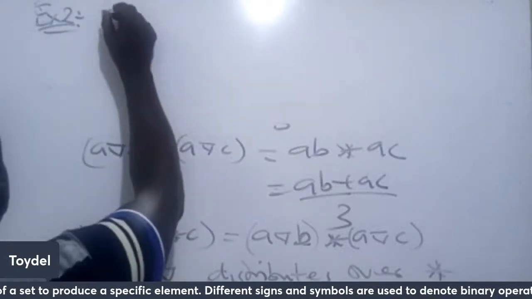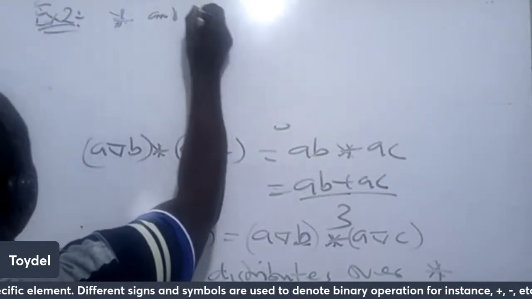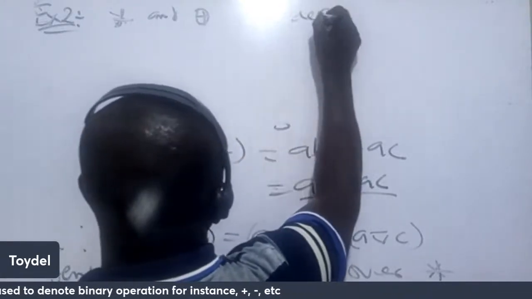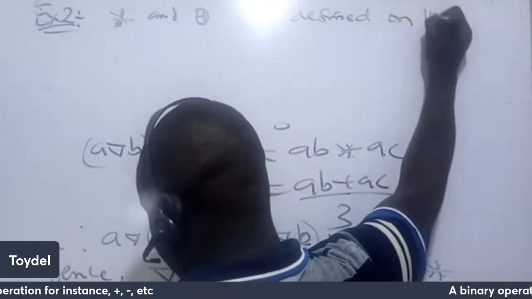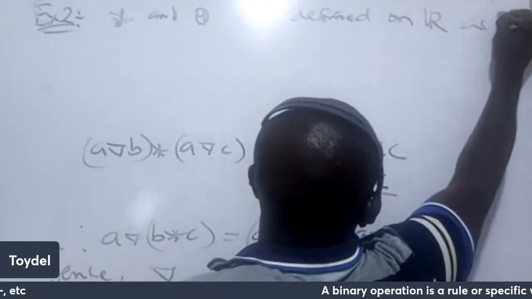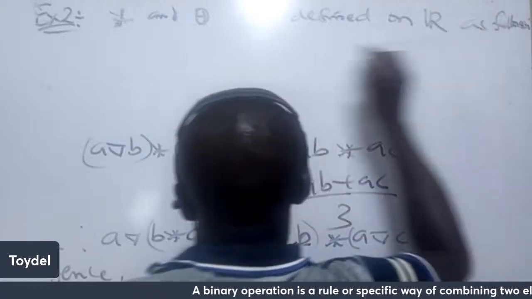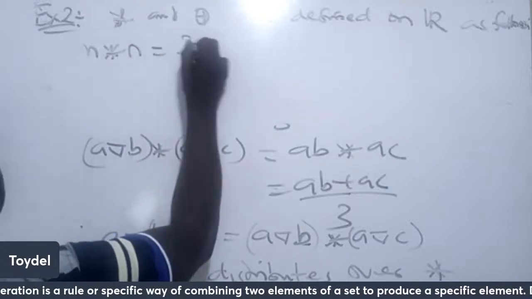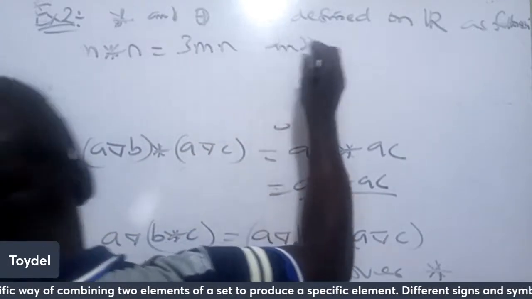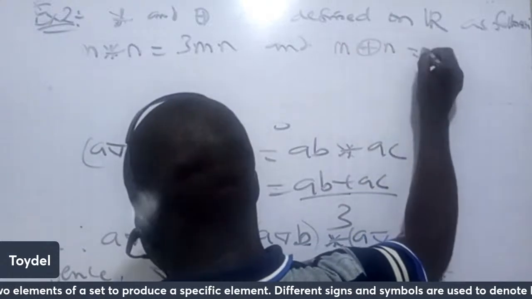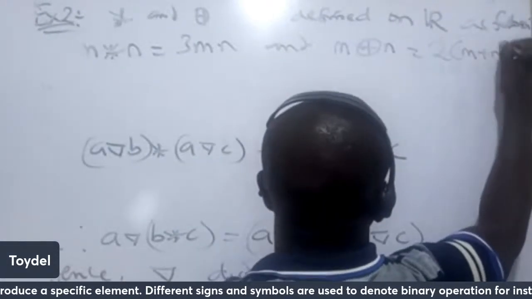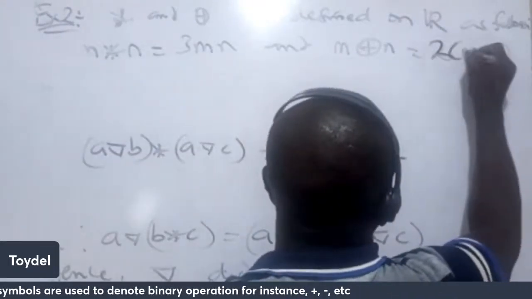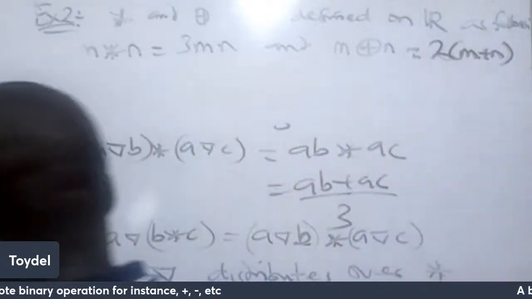In this case, we have two operations, asterisk and plus, and these operations are defined on R, the set of real numbers, as follows. m * n is defined as 3mn, and m + n is defined as 2 into bracket (m + n). That's what we have.